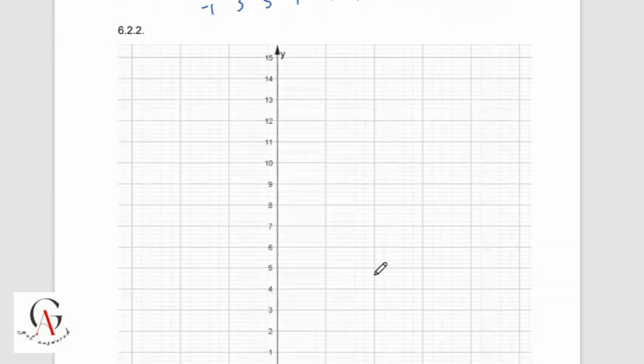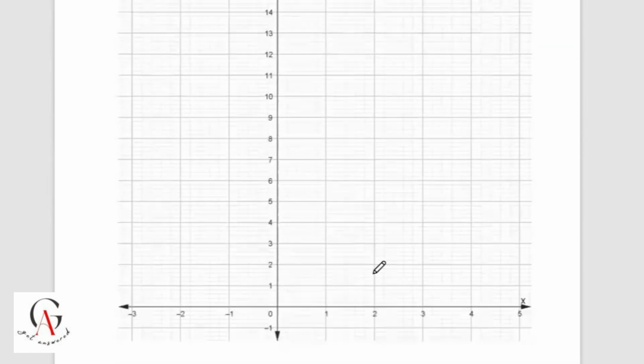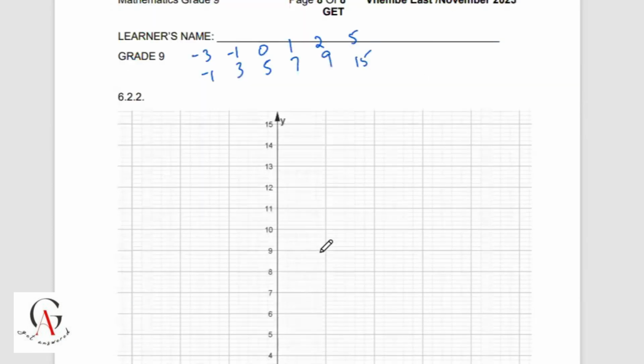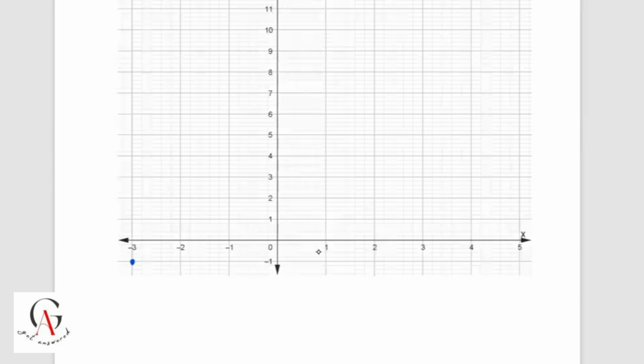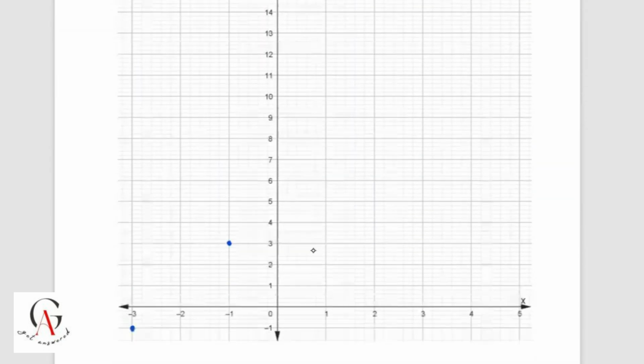So when I look at negative 3 for x, negative 1 for y, that is the point of interest. Then we have negative 1 for x and 3 for y. So negative 1 and 3. There we go. Then we have 0 for x and 5 for y. 0 for x is here, 5 for y is there. And then we have 1 for x and then 7 for y. 1 and 7.